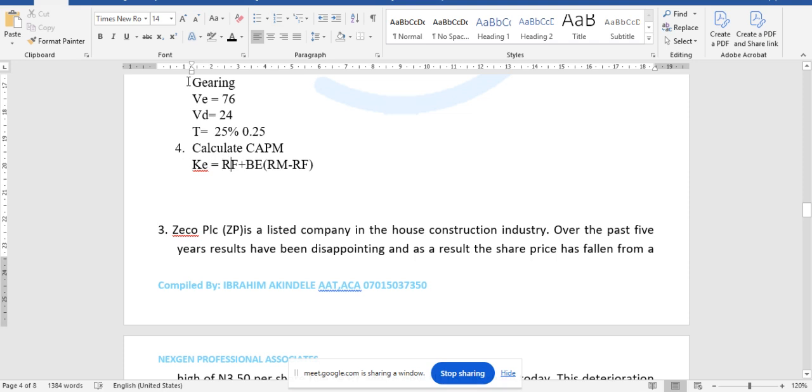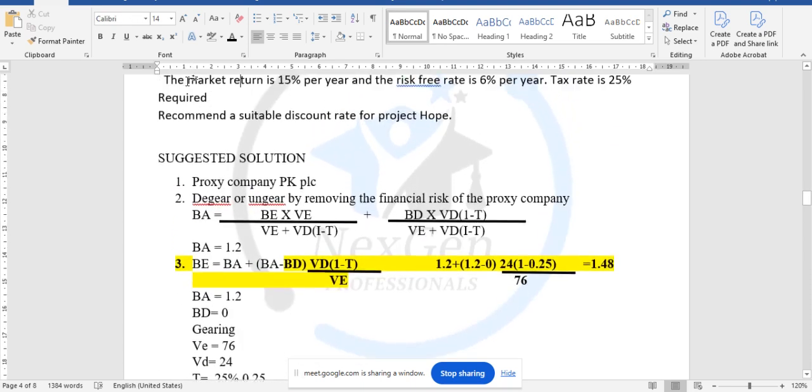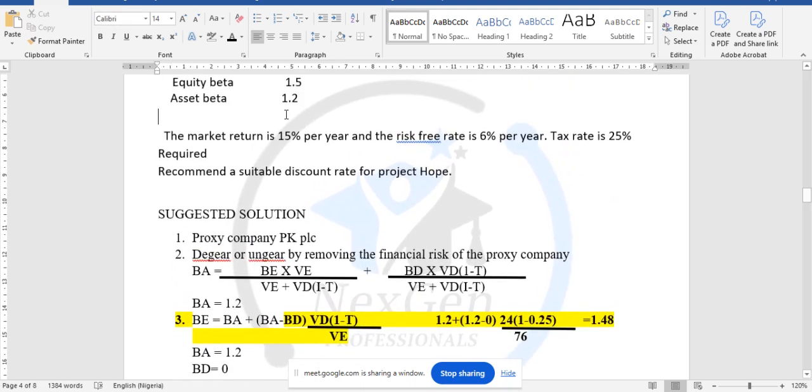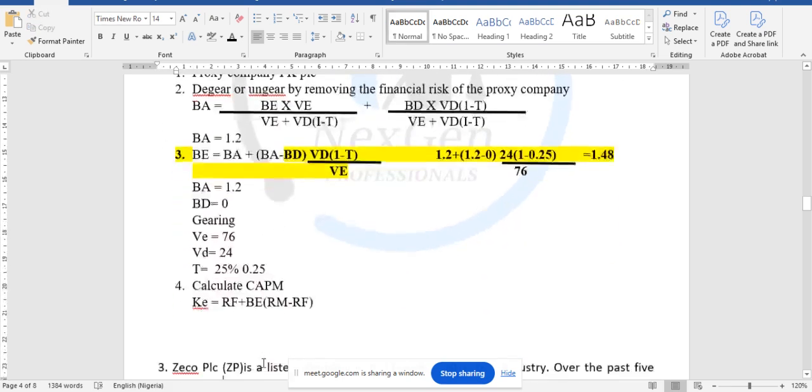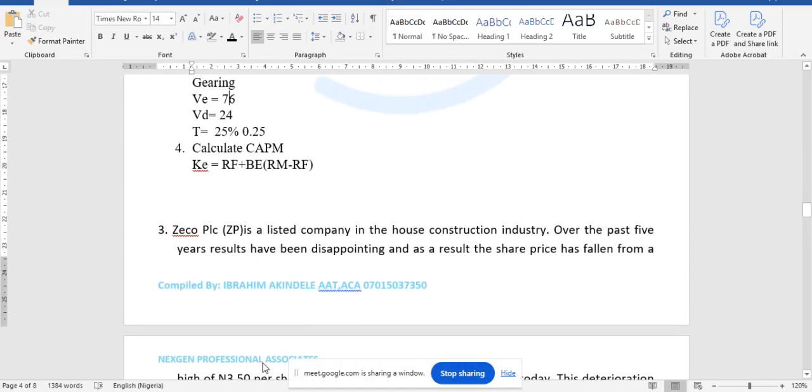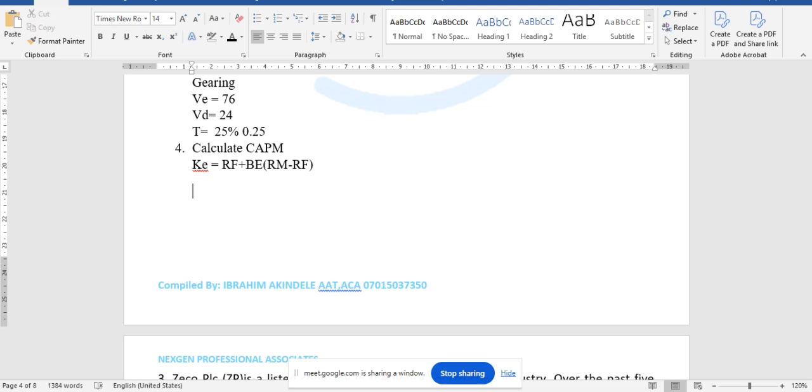So, cost of equity. Risk free is given in this question. Market return too is given in this question. You can see the market return is 15%, while the risk free is 6%, right? Market return is 15%, risk free is 6%.